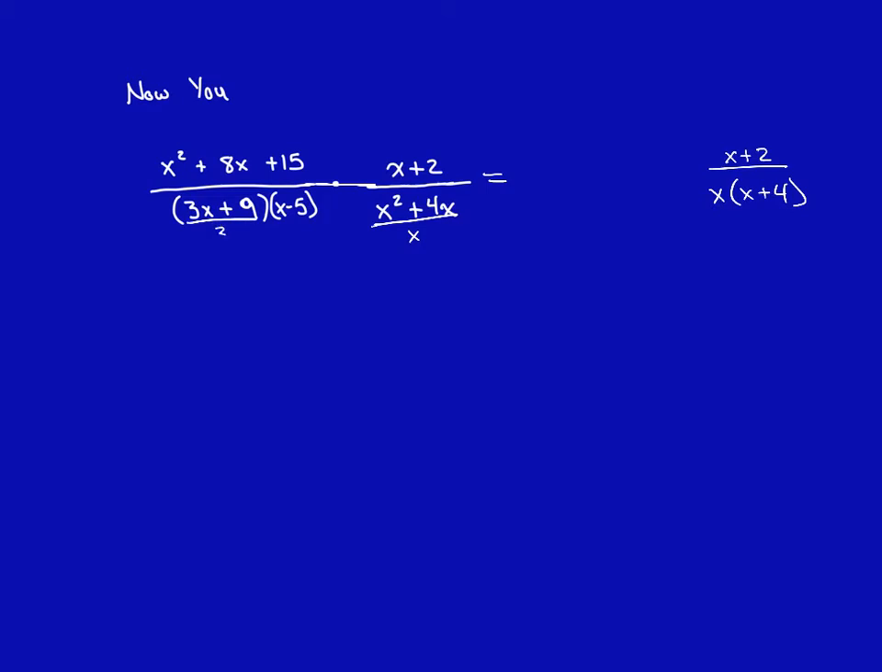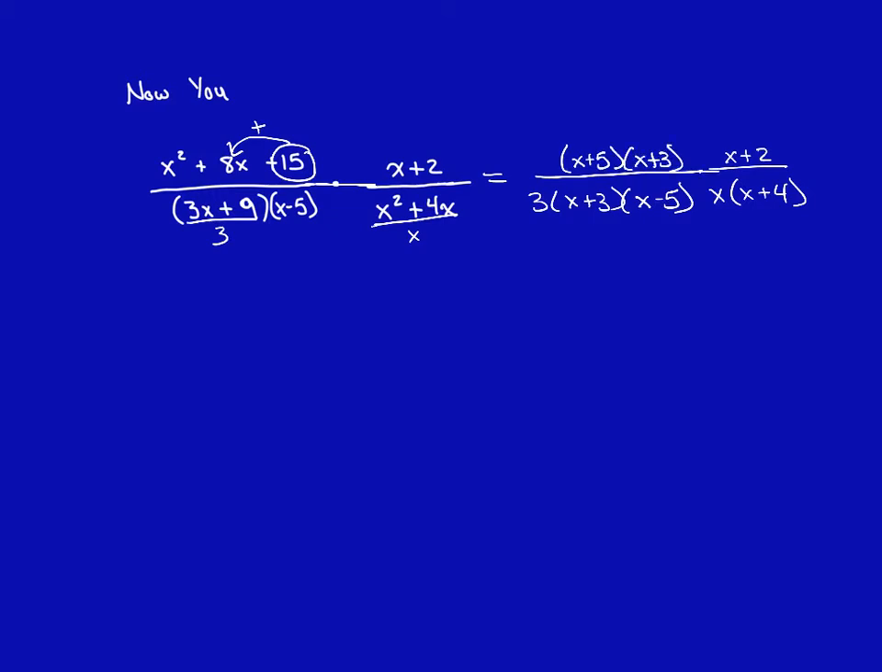3x plus 9 is not factored. That's got a common factor of 3. So we got 3 times x plus 3 and x minus 5. And then we need factors of 15 that are going to add up to 8. And so those are x plus 5 and x plus 3.